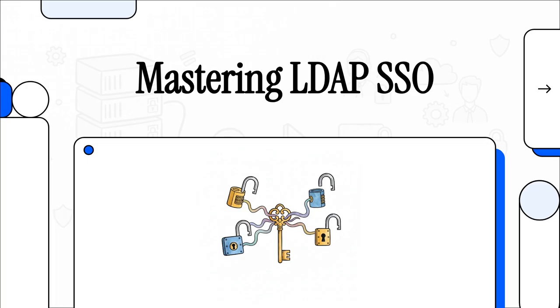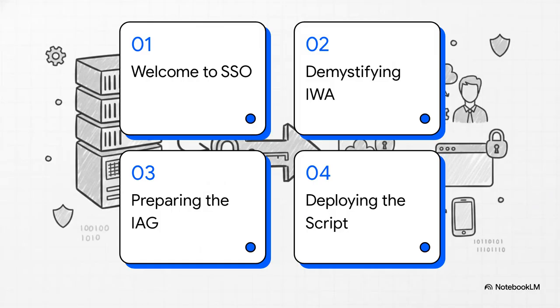Look, if you manage a network, you already know how absolutely crucial it is to balance hardcore security with a frictionless user experience. Our goal today is to give you the exact structural knowledge you need to make that happen. Here's our quick roadmap for today. We're going to look at the basics of single sign-on, demystify integrated Windows authentication, get the IAG device prepped, and finally, deploy that logon script.